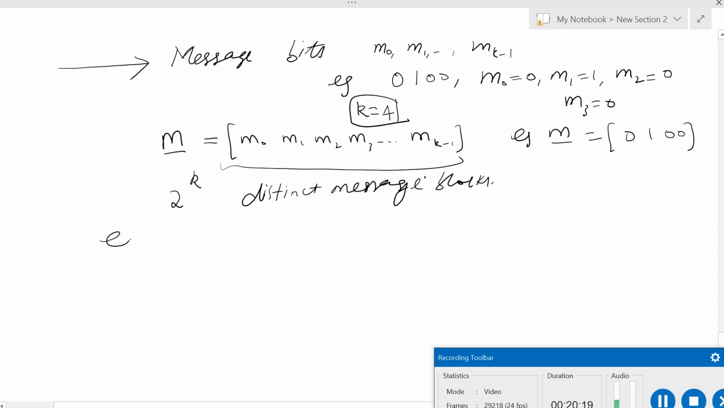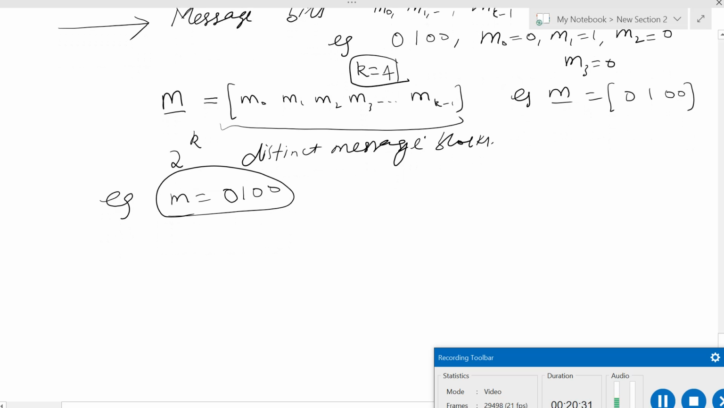Now let's suppose I take this same example. M is equal to 0 1 0 0. Okay. I want to transmit or encode it in such a way that the errors are decreased. So what can I do? Suppose I do this thing. This is my M0, this is my M1, this is my M2, this is my M3.